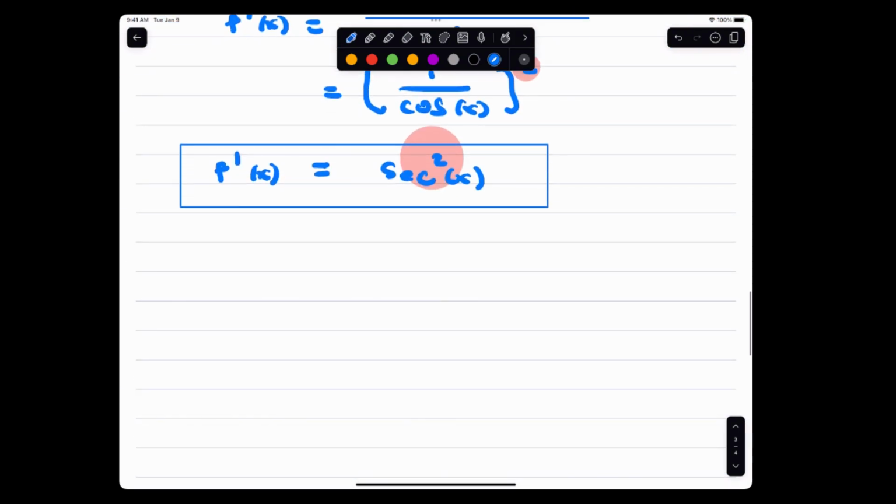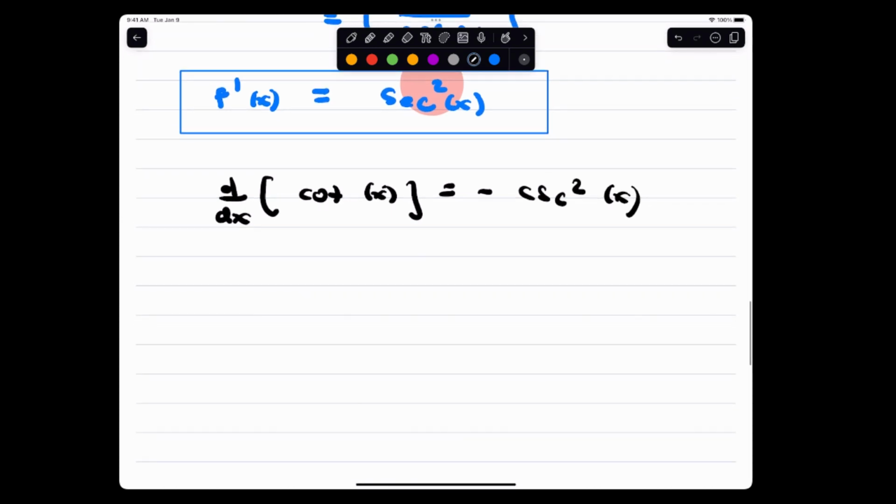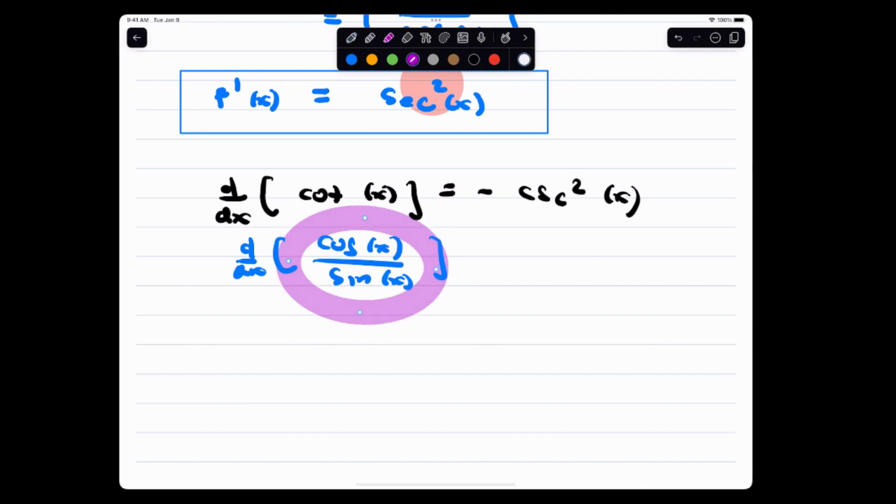Let me do this. I'm going to say to you guys, the derivative of cotangent, I'll let you guys know, is minus cosecant squared. Okay, you might say, how do you prove that one? What is cotangent? Write it as cosine over sine. And then use the quotient rule. So you can prove it that way.